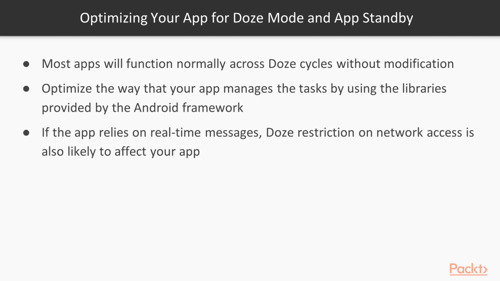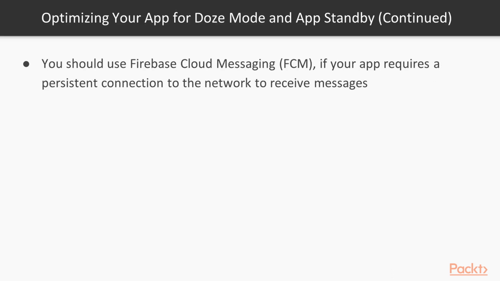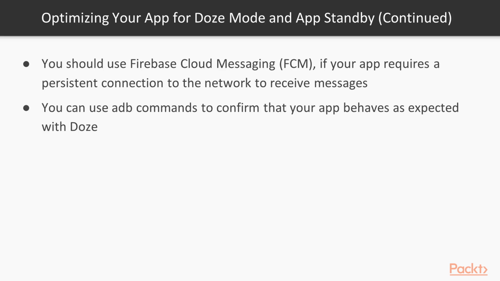The Doze restriction on network access is also likely to affect your application, especially if the app relies heavily on real-time messaging. If your app requires a persistent connection to the network to receive messages, you should use FCM or Firebase Cloud Messaging, which has some settings that you can allow to persist a connection to the network. To confirm that your app behaves as expected with Doze Mode, you can use ADB or Android Debug Bridge commands to force the system to enter and exit Doze Mode and observe your application's behavior.